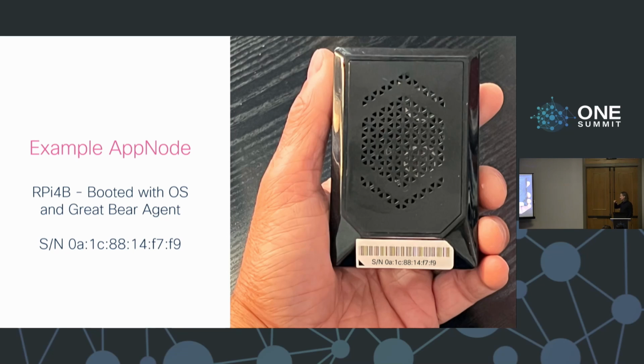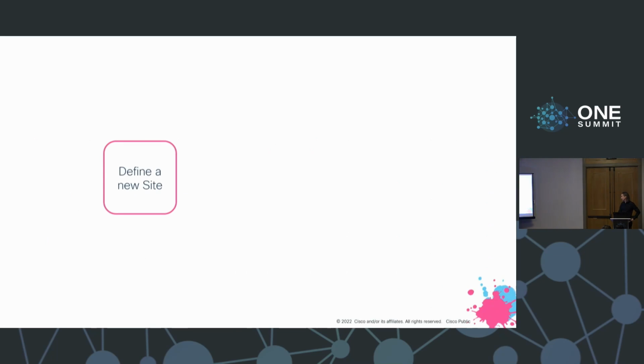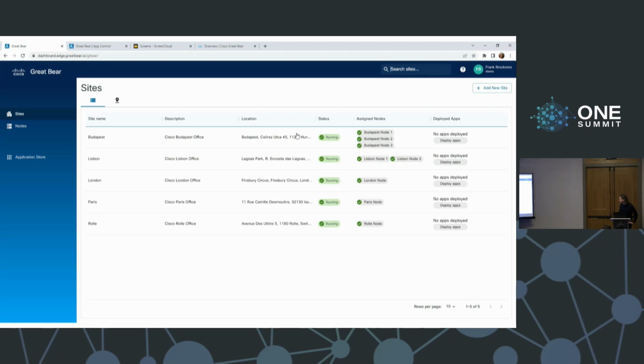What I'm assuming here is I have bootstrapped the whole thing. It's up and running. It has a serial number, and that serial number I'll later use in order to claim the device into my system. So we're going to define a site, boot that up, add a node to the site, that's the little compute element, and then deploy an app.